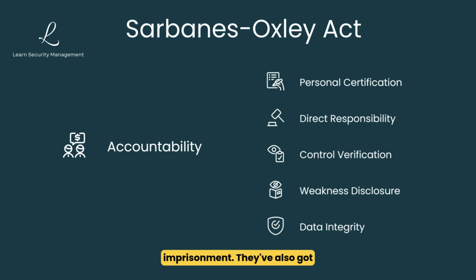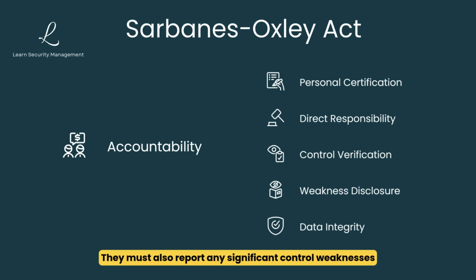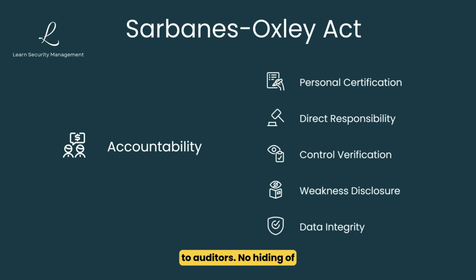We've also got control verification. That means the executives must confirm that proper controls are in place and functioning. They can't simply say that their teams have implemented it, hence they are there. Instead, they must verify that the controls are working effectively. They must also report any significant control weaknesses to auditors. No hiding of problems. Transparency is legally required.